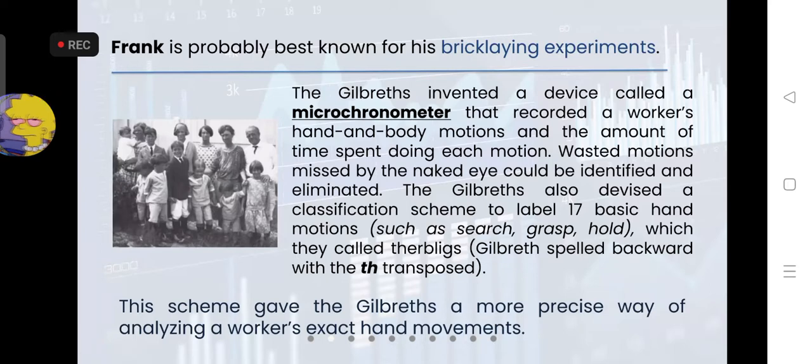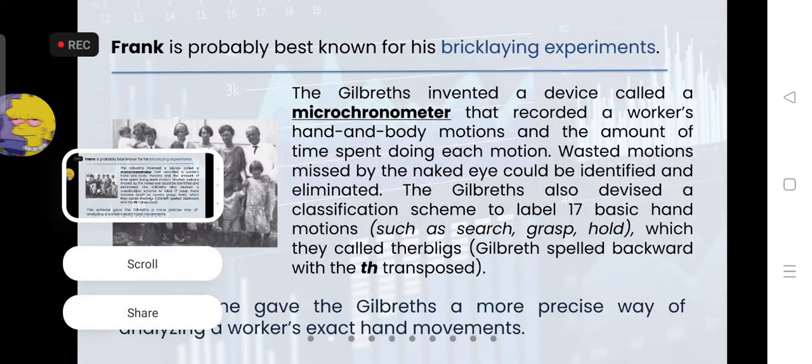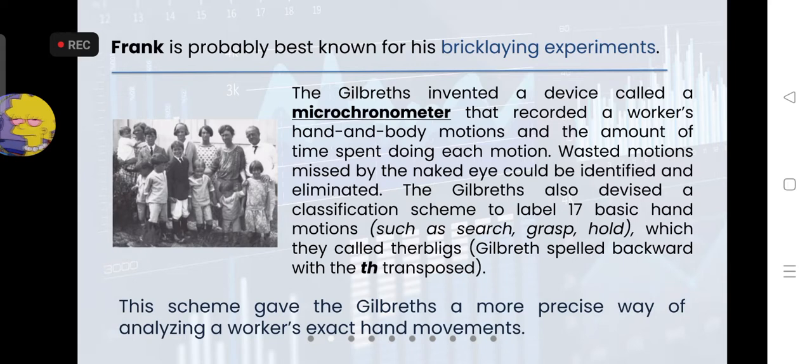So his prominent followers were Frank and Lillian Gilbreth. Frank is probably best known for his bricklaying experiment. The Gilbreths also experimented with designs and use of proper tools and equipment for optimizing work performance and invented a device called the microchronometer that recorded a worker's hand and body motion and the amount of time spent doing each motion. Wasted motion missed by the naked eye could be identified and eliminated.